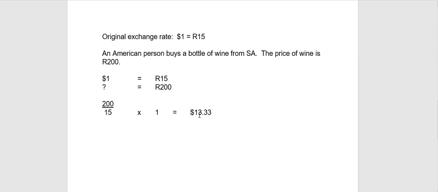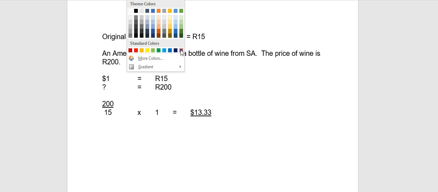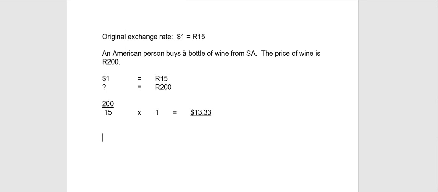$13.33. So when this American cowboy is going to his bank, he's going to ask them, I want to order wine from South Africa. I need to pay 200 Rand for this wine. I would like to purchase 200 Rand. His bank is going to do the exchange rate conversion, and they're going to tell him, okay, fine, you need to give me $13.33. They give him the 200 Rand. He's happy. He sends the 200 Rand to South Africa, and then his wine gets delivered.